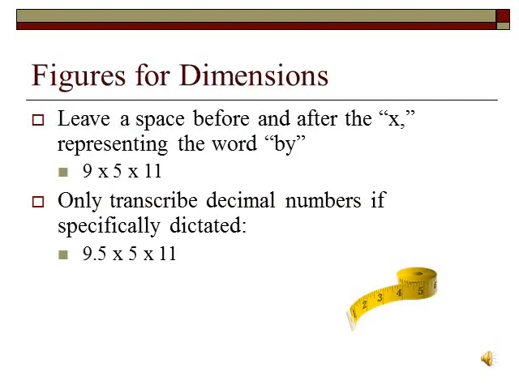So again, for figures for dimensions, we're going to leave a space before and after that lowercase x that represents the word by. 9 by 5 by 11: 9 space lowercase x space 5 space lowercase x space 11. And we're only going to transcribe decimal numbers if specifically dictated. 9.5 by 5 by 11. Decimal point's only going to be in that first one there where it was actually dictated, 9.5.